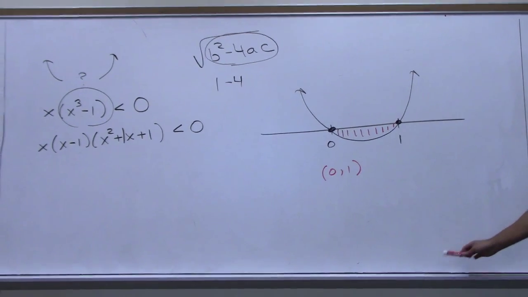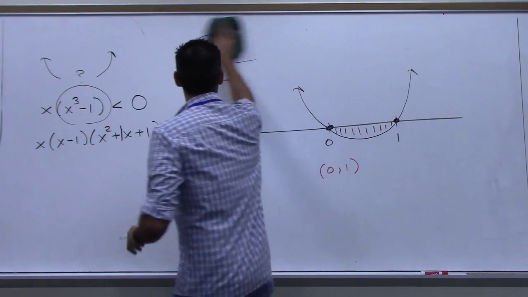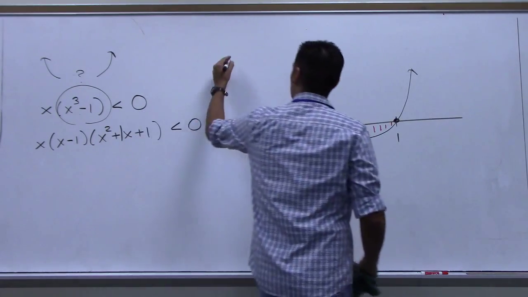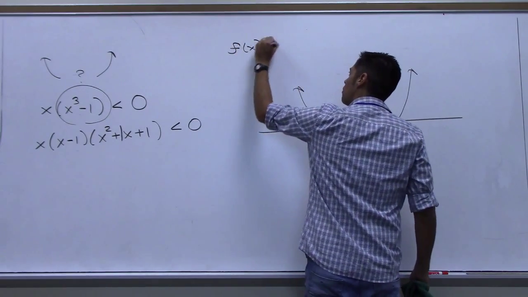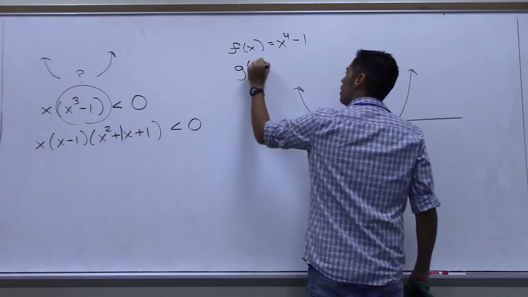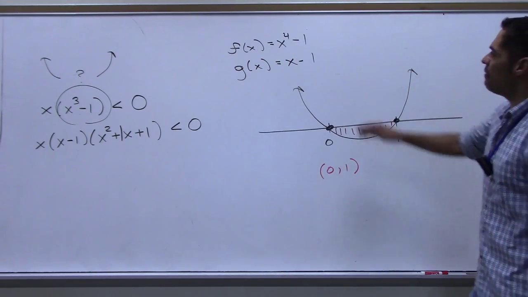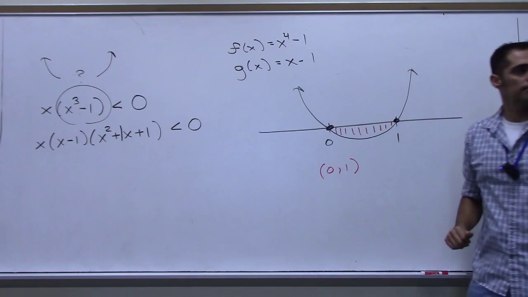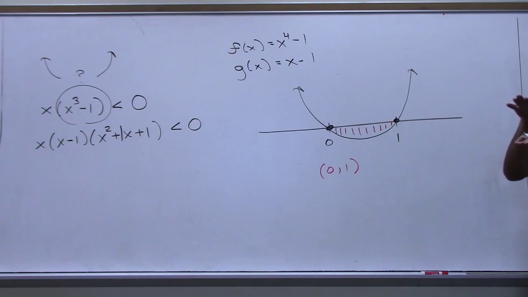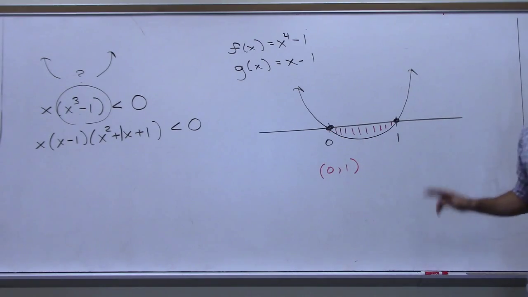Now, interpreting this answer, going back to what this was asking, it gave us two functions. f of x was x to the 4th minus 1. It gave us another function, g of x was x minus 1. And we were asking, when is the f function below the g function? When is it lower if you were to graph the two? And it turns out that it would be lower between 0 and 1.